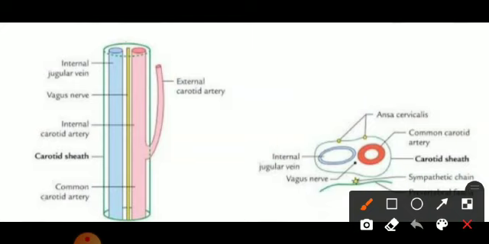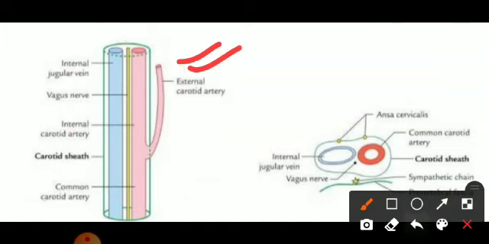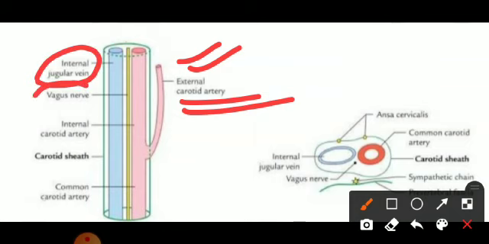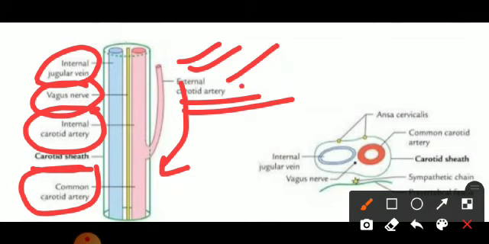You have to remember that the external carotid artery is always outside the carotid sheath. It is always external, never inside the carotid sheath. The only structures inside the carotid sheath are the internal jugular vein, the vagus nerve, and the internal carotid artery. When the external carotid artery meets and combines with the internal carotid artery, it becomes the common carotid artery. The only structure which is not inside the carotid sheath is the external carotid artery.